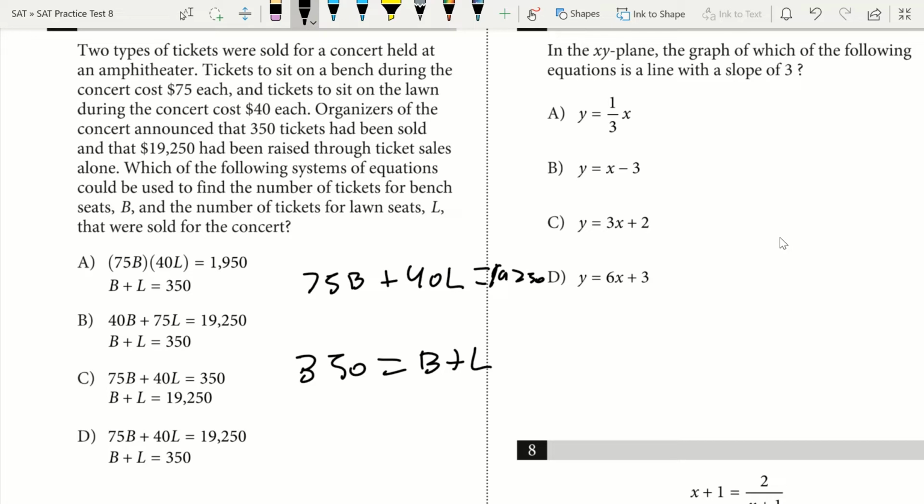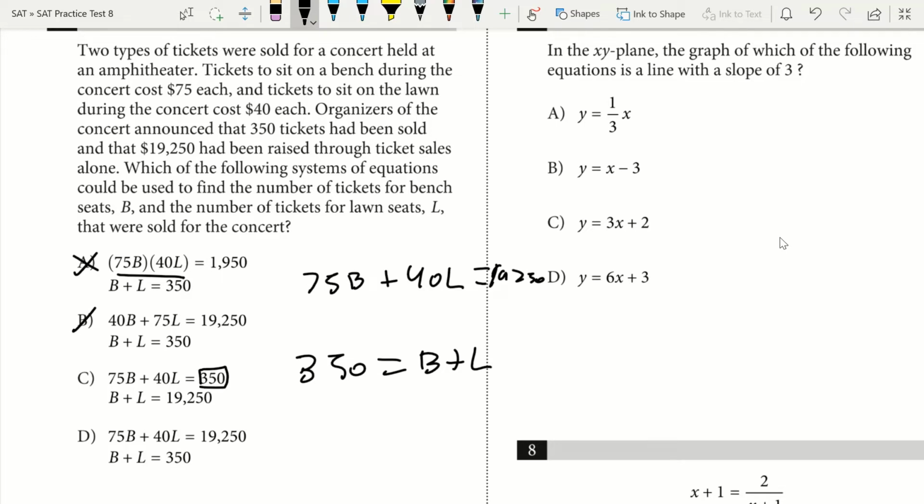Which of the following systems could be used to find the number of tickets for bench seats and the number of tickets for lawn seats that were sold at the concert? Well, as you can see, I put it down here. So we're not going to multiply 75B by 40L. We're not going to do that. We're not going to have 40B because each bench seat costs $75, not 40. And we're also not going to have that equal 350, right?